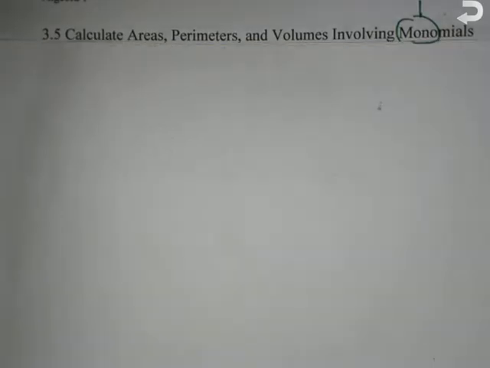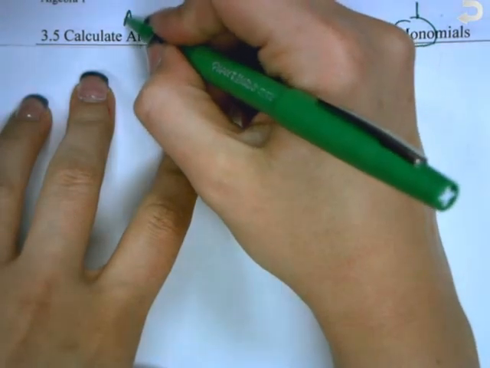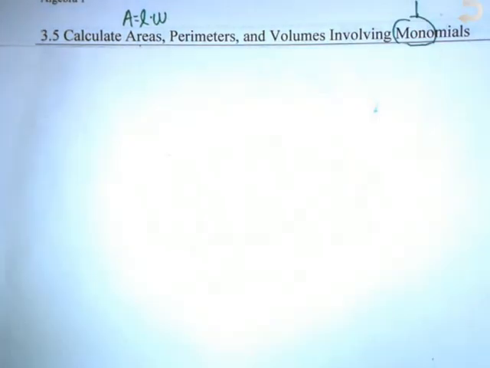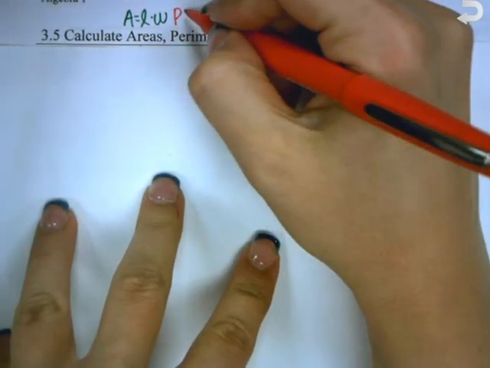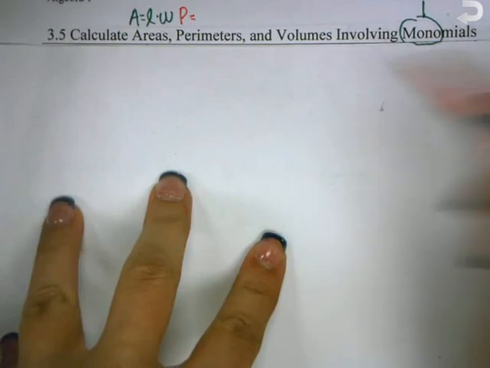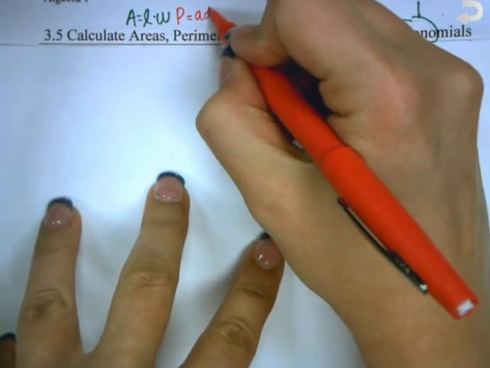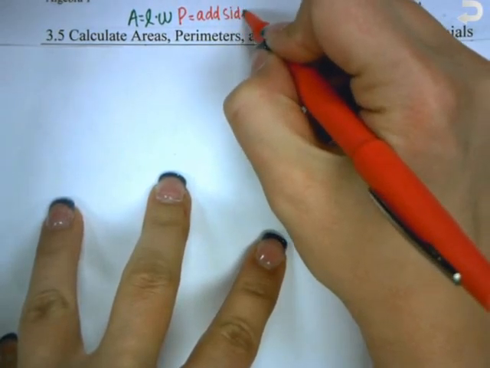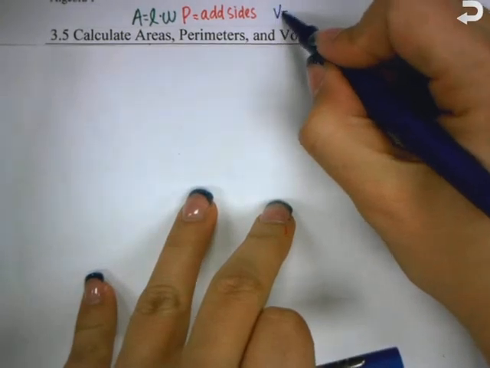Okay, so to find the area, what's my formula for area? Area equals length times width. Good. So we will have a length and a width and we multiply them. What about perimeter? How do I find the perimeter? Add up all sides. So let's just write add sides, because we might have a weird shape, right? Perimeter is adding up the sides. And volume is what? Length times width times height.